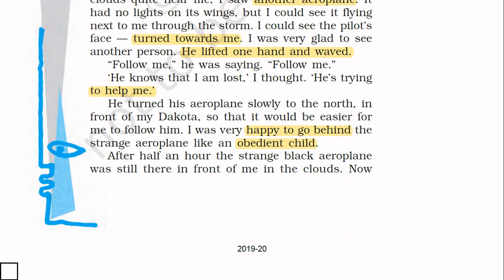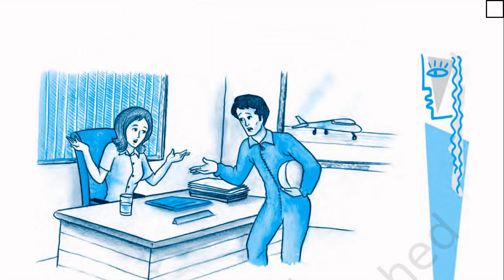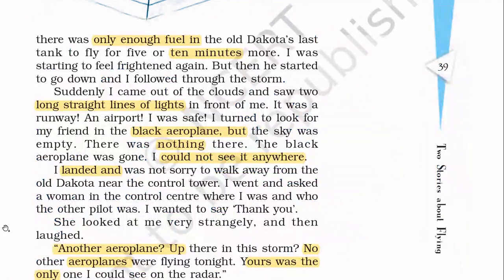And ultimately, he was able to land on the ground, after half an hour. And immediately after landing, he went to the ATC, the air traffic controller, and asked her if there was any other plane flying that day. So after coming out of the storm, he could also see that there was no storm, there was no black aeroplane, everything vanished into thin air.